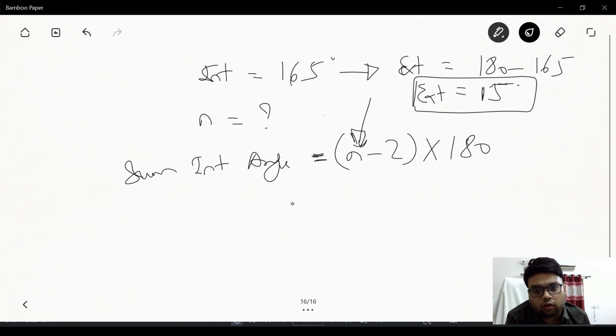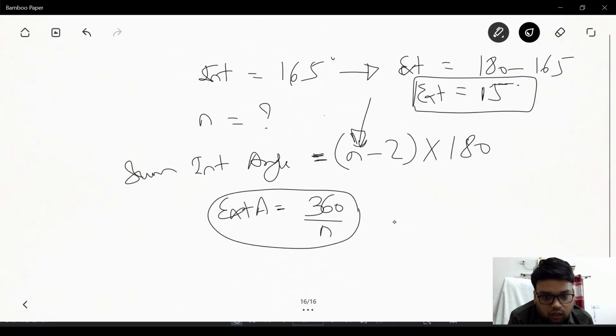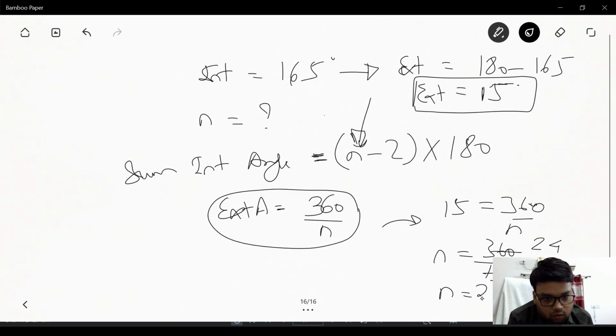Now to calculate n, the number of sides, we have a simple option of the exterior angle. To calculate the number of sides, we have the formula exterior angle equals 360 by n. If our exterior angle is 15 degrees, so 15 is equal to 360 by n. Now n will be equal to 360 divided by 15, so n will be equal to 24. This is our answer.